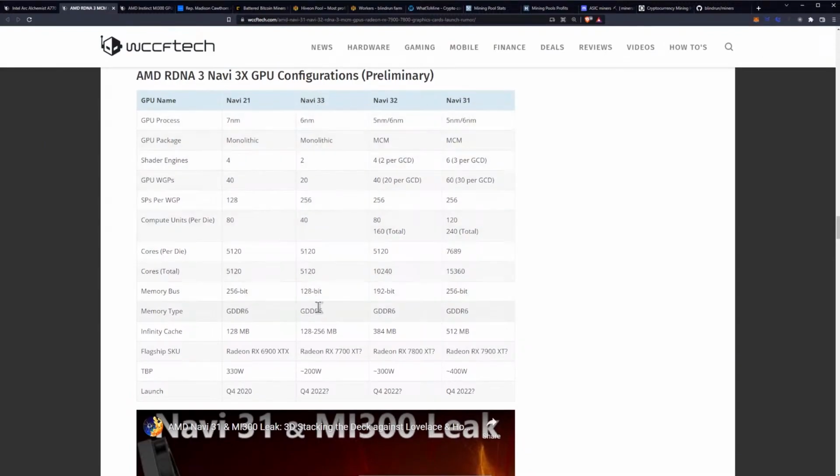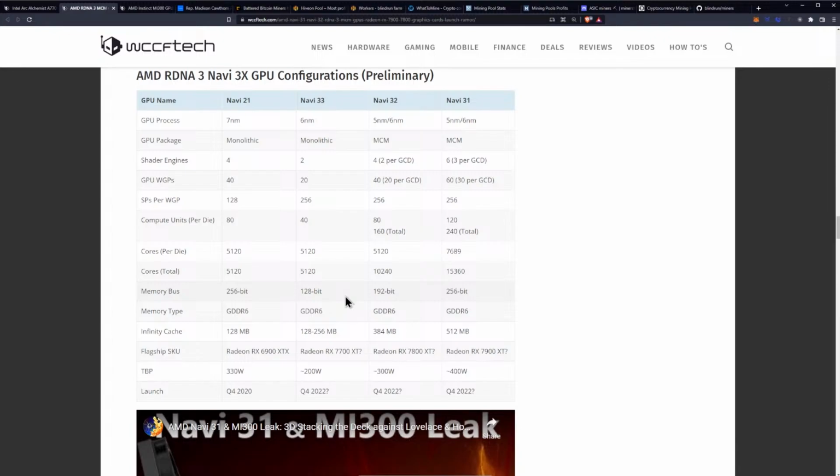Here's where the Navi 33 sits. You have a 128-bit bus, a 192, and a 256 of GDDR6. This will be the faster GDDR6, presumably at 19 gigabits per second, over the 16 to 18 gigabits per second on the previous generation.